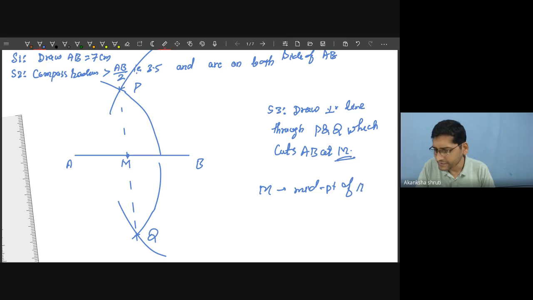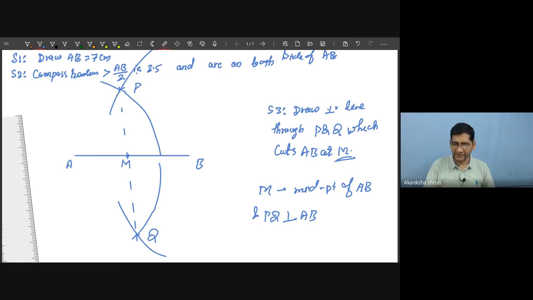This way the M obtained will be the midpoint of AB, and this PQ will be perpendicular on AB. These two things we need to construct, and we have constructed. So this way we can write AM is equal to MB, which is half of AB. This way the perpendicular bisector is drawn.